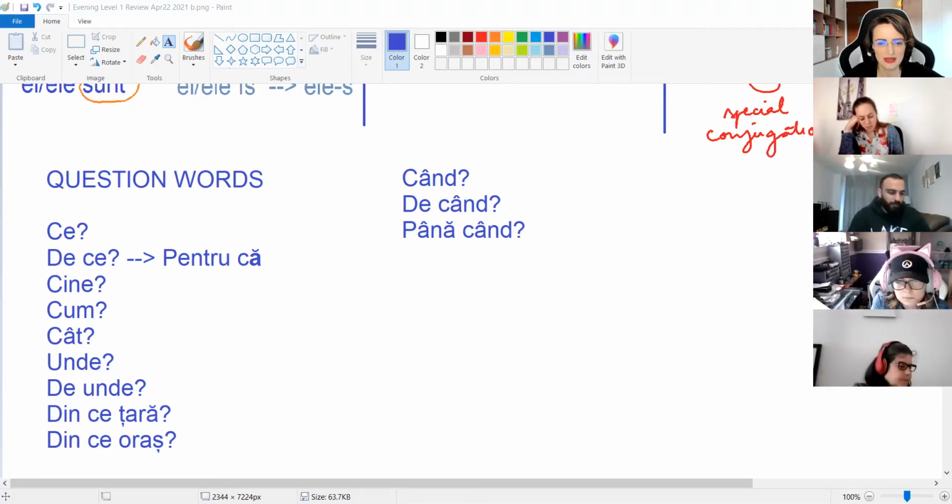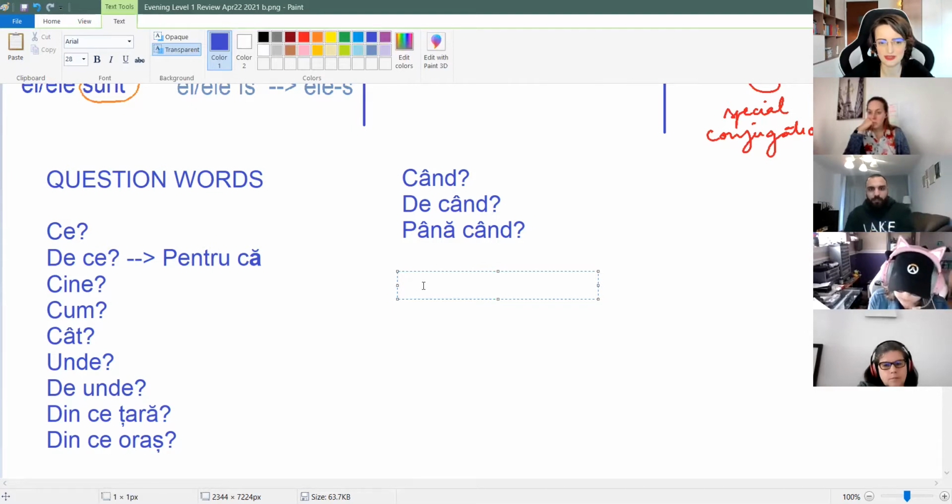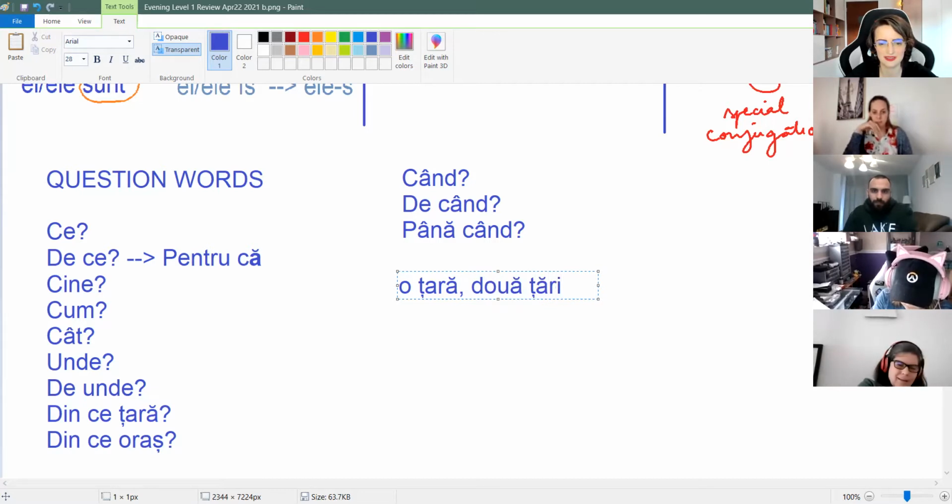So these are the main question words in Romanian. Do you remember the geographical places? Like, how do you say country? A country. O țară. And two countries is două țări. With the i. O țară, două țări.